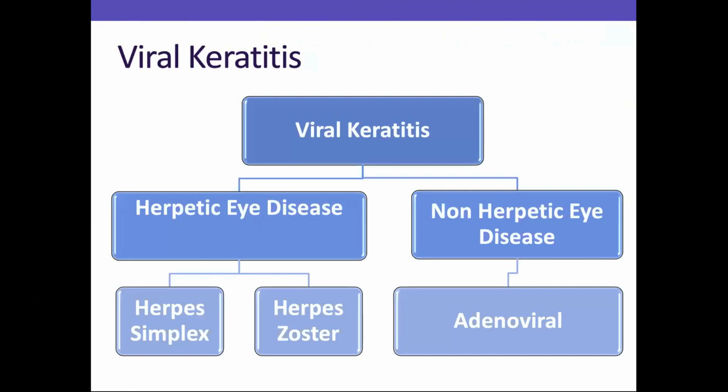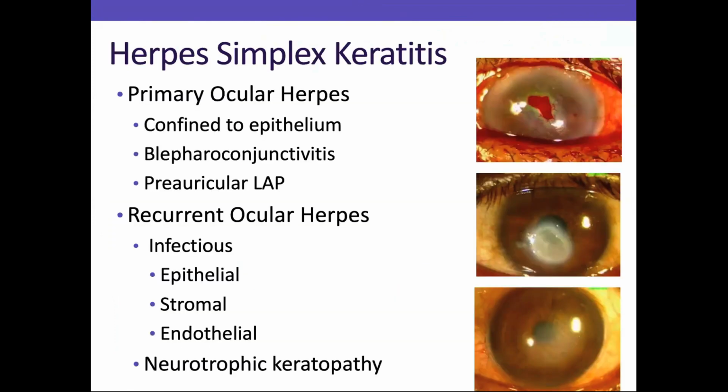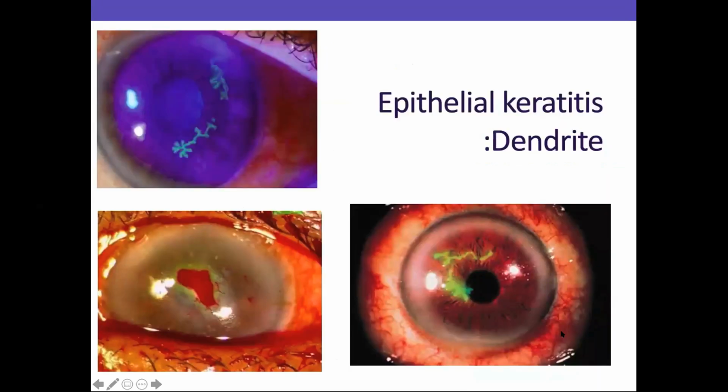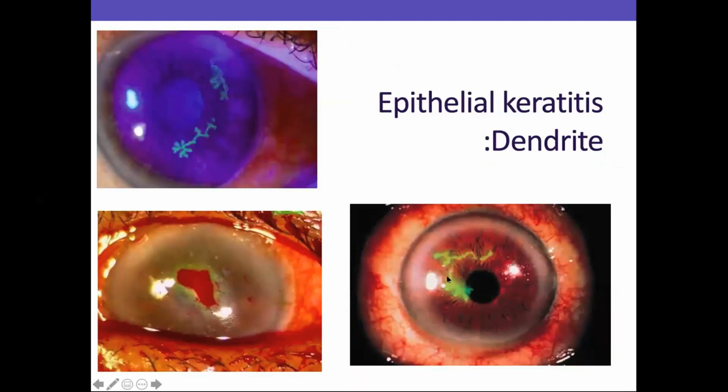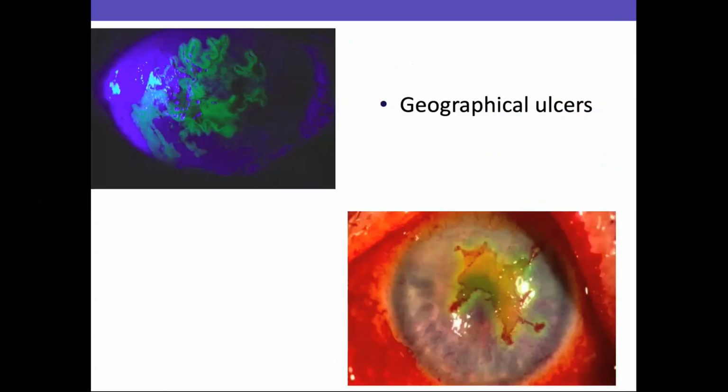Now, coming to this last bit, which is viral keratitis, herpetic eye disease and non-herpetic eye disease, as well as adenoviral. So it could be herpes simplex keratitis, which could be epithelial like this, or it could be stromal, such as like this, or it could be endothelitis, such as like this. Then epithelial dendrites are the way they look like this. Always stain them, because if you don't stain them, then sometimes you can miss them, and you don't know what is happening, although the patient is complaining of pain and redness and watering.